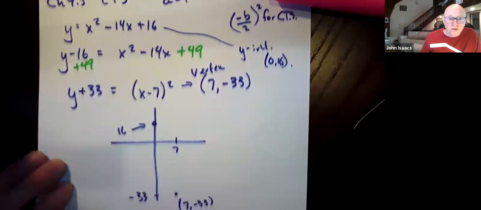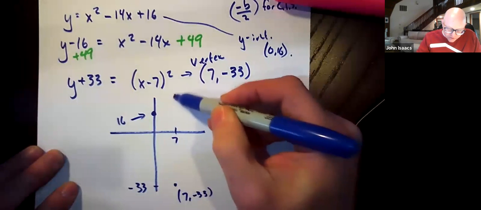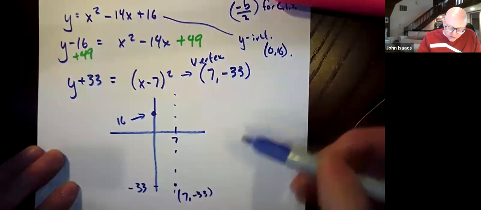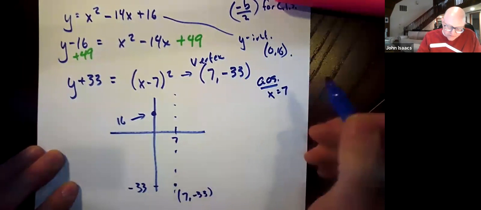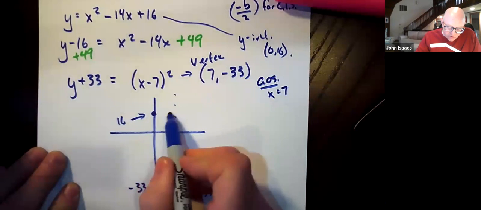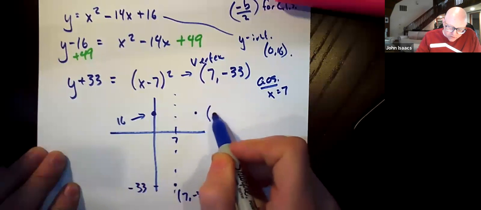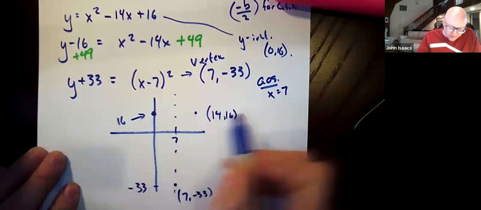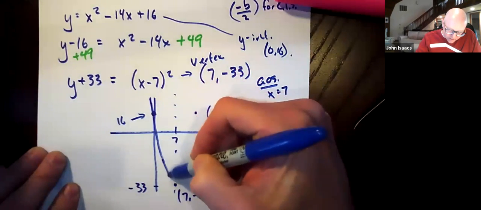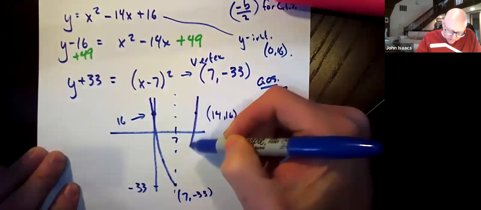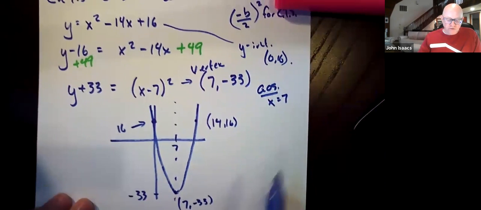Can you see that on the screen? It's just a bit off the screen. And this vertex also creates our axis of symmetry, right? So axis of symmetry is x equals 7. And if this point is 7 away to the left, we also have a point over here, 7 away to the right, which is going to be 14, 16. That point's going to have the same y value as this point over here. And with that, we can draw a parabola.